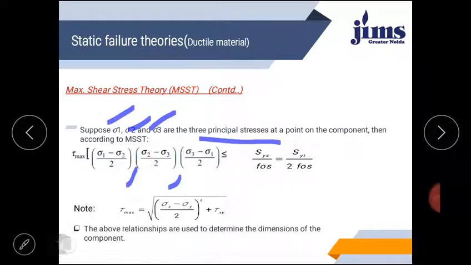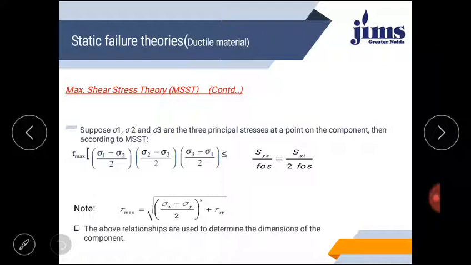So in this equation, if we know the principal stresses working on a component, then we can directly calculate tau max, and that tau max can be equated to the yield strength in shear or the yield strength in tension to calculate the dimension of the component.